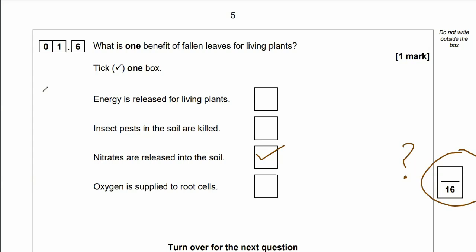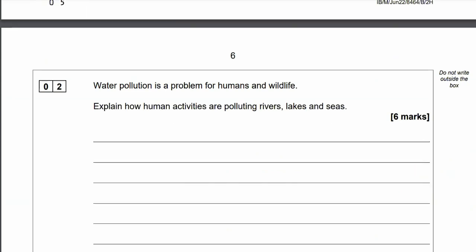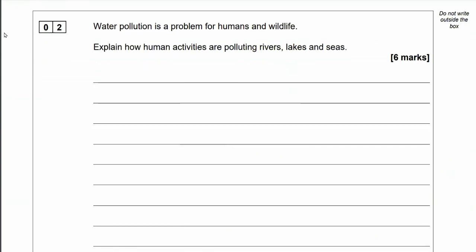Okay, let's move on. So the next question is question 2. And this question is about water pollution is a problem for humans and wildlife. Explain how human activities are polluting rivers, lakes, and seas. And that's 6 marks. So really the first thing I want to talk about here with water pollution, you should be thinking plastics, you should be thinking toxic chemicals, nuclear waste, fertilizers.